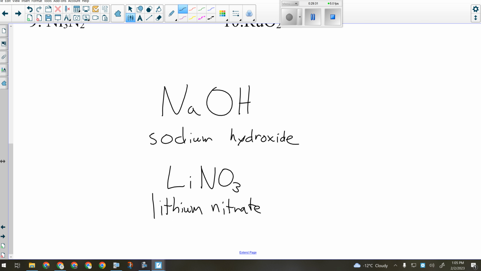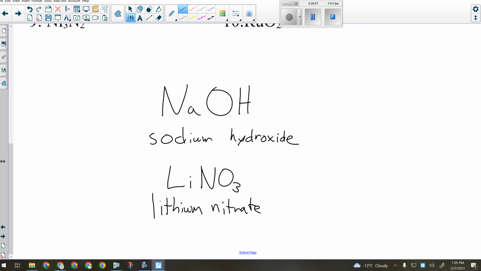So they're actually easier. We just have to look up the name and write it down. And again, they're ionic, so we don't have to worry about any prefixes or anything like that. It's just the name of the metal, and the name of the polyatomic ion. Now, almost all of the polyatomic ions in that table have negative charges, except one.